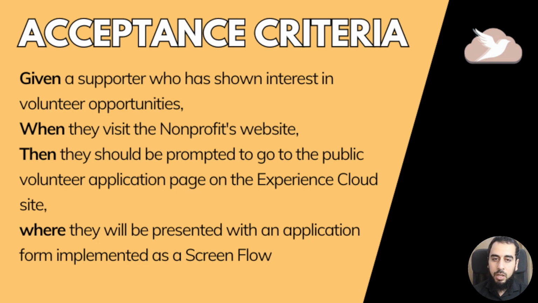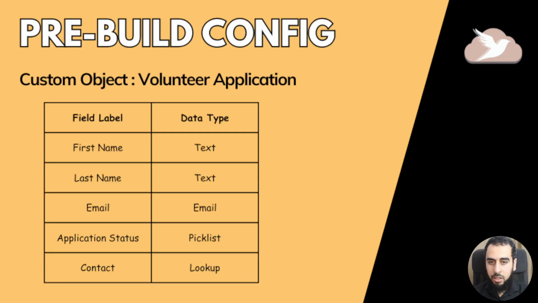We managed to redirect that supporter to a public Experience Cloud site where we have a volunteer application, and on that public page they will be presented with an application that's basically a screen flow, and then they go through that application. What is included in that application? We're going to need to collect the first name, last name, email, and that's all the information we're going to get as part of this recording. You could definitely add more if you wish.